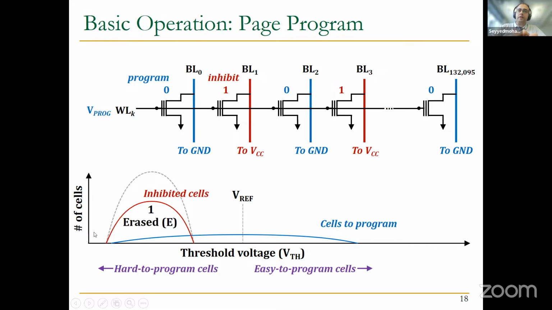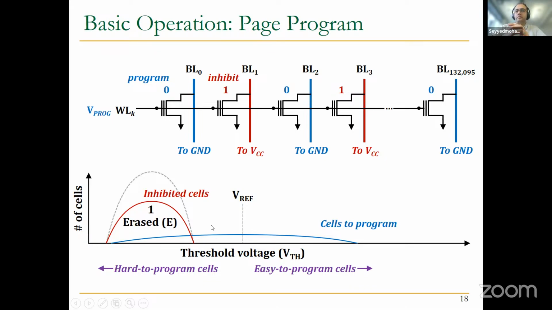Those cells that you inhibit are okay. But for those cells that you want to program, this blue curve, you will see that you are not very successful in getting a very good distribution. Why is that? Because some cells are easy to program, and when you apply the high voltage, their threshold voltage easily increases beyond the reference voltage, but some cells are hard to program. For them, you need to wait more, or you need to apply a higher voltage. So this is what's going to happen.